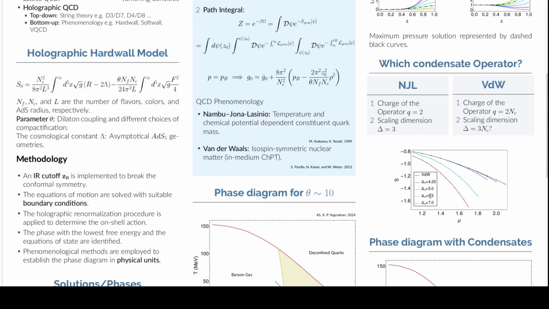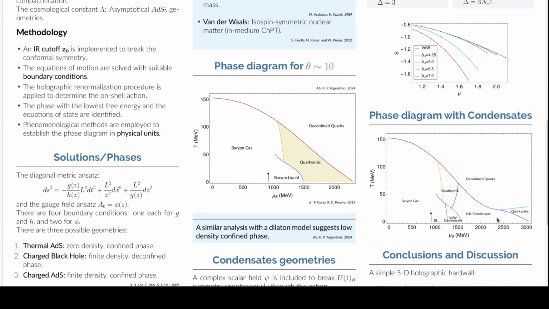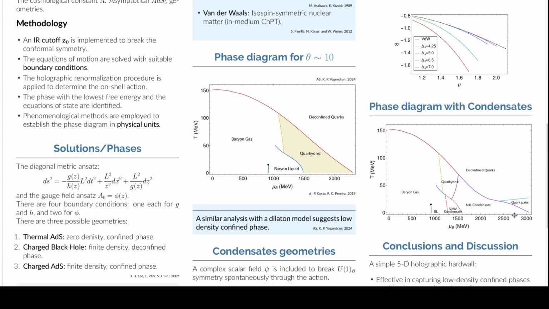There exists a range of scaling dimensions allowed by thermodynamics. The phase diagram highlights how different condensates emerge in various regions of the mu_B-T plane. We can see that the condensate always exists at low temperatures and high densities.